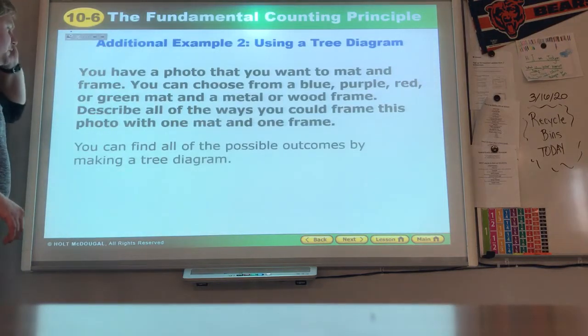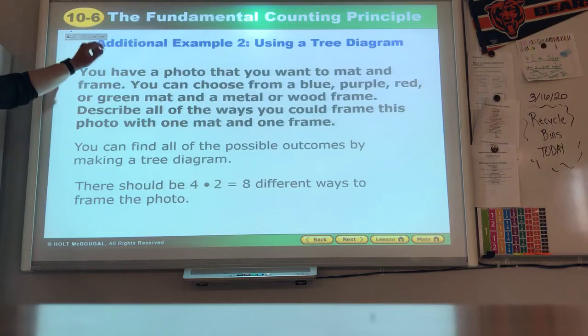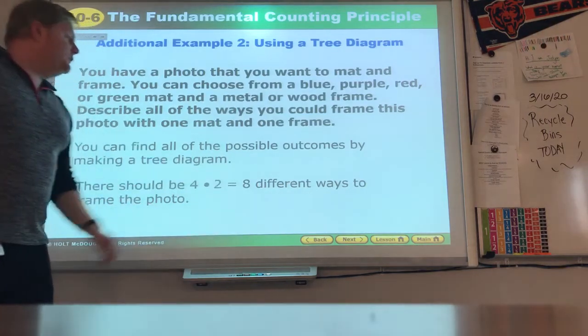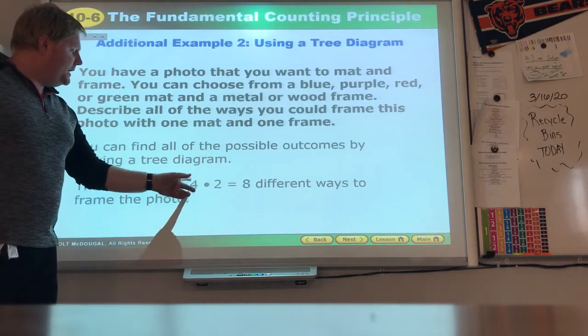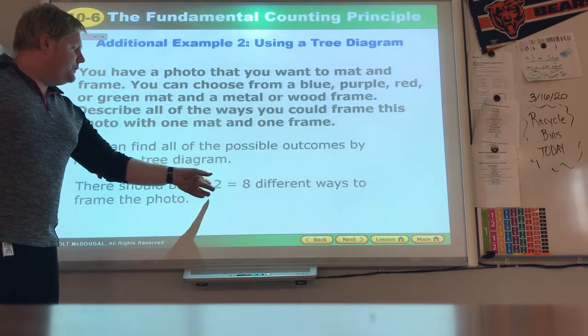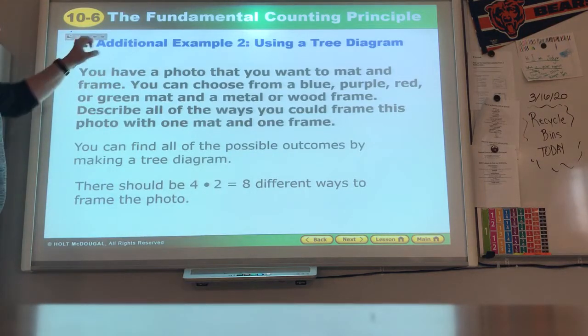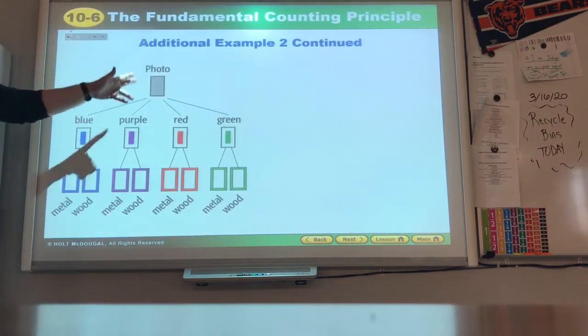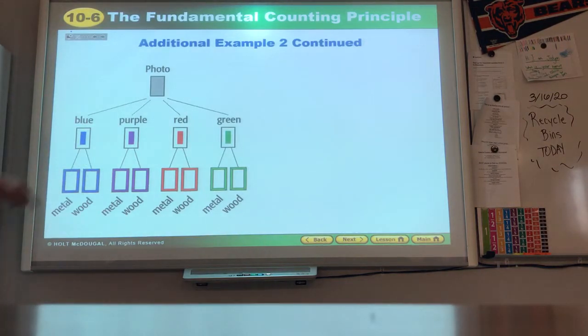So, you can find all the possible outcomes by making a tree diagram. There should be 8 different ways. We saw that from before because there were 4 possibilities of colors, 2 of frame types. 2 times 4 is 8. Hey, we came up with that. And our photo. We could have a blue with metal, blue with... Hey, that looks pretty familiar, doesn't it?